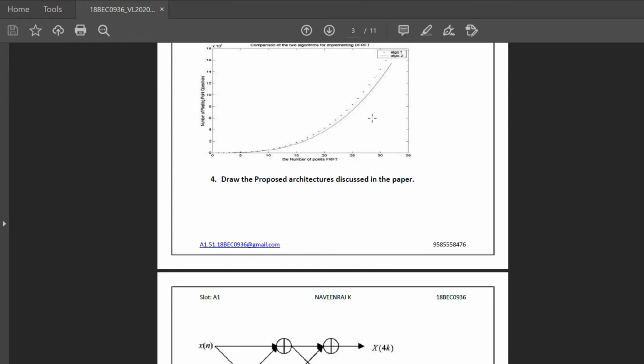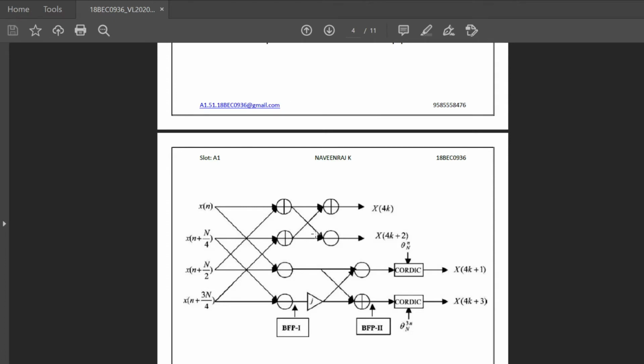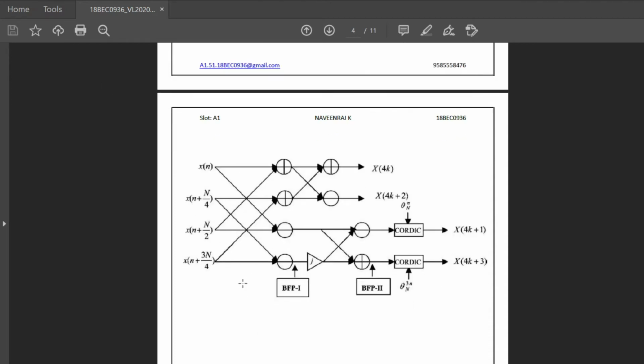And the fourth question is the main part, that is the proposed architecture. So how is the architecture going to go? There's x of n, which goes into a Fourier transform with x of n plus N by 2, and it approximately looks like a neural network. If you see, there are four values: x of n plus N by 4, plus N by 2, and 3N by 4. So it's like 0.25, 0.5 and 0.75.